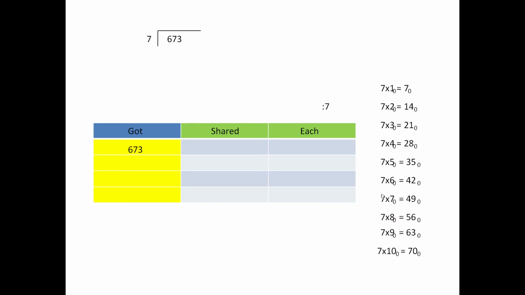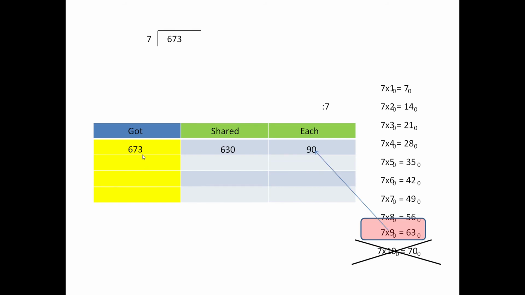But look at here, 630 is close to 673 because 673 is between 630 and 700. We don't have 700 to share with our friends. And then we are going to put here 630. That means that each one of our friends is going to receive 90. And we are going to put here.